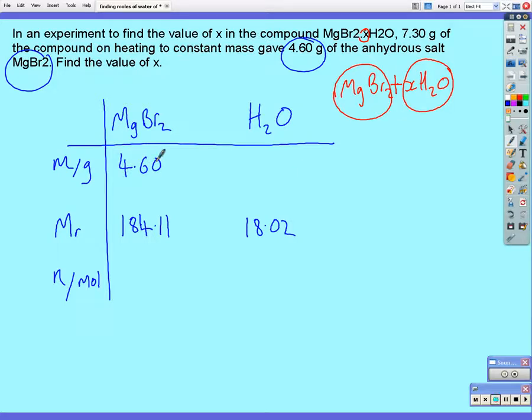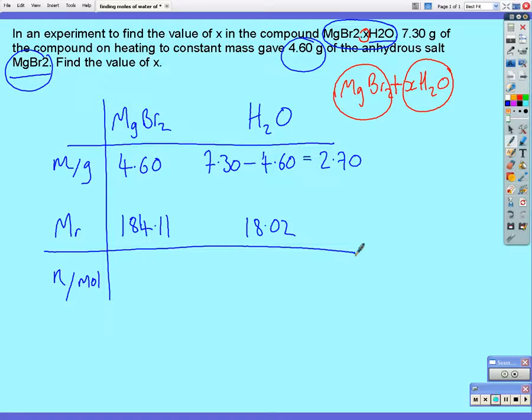And the water, well, the water is found by subtracting the 2 masses, because the 7.30 grams is the mass of this, and that includes all the water. The 4.60 grams is just the magnesium bromide. So if we subtract one from the other, we get the mass of the water which is released in the experiment, 2.70. And if we divide the mass by those relative molecular masses, we get the number of moles, 0.0250. Might be a good idea to pause and just check you can do those calculations.